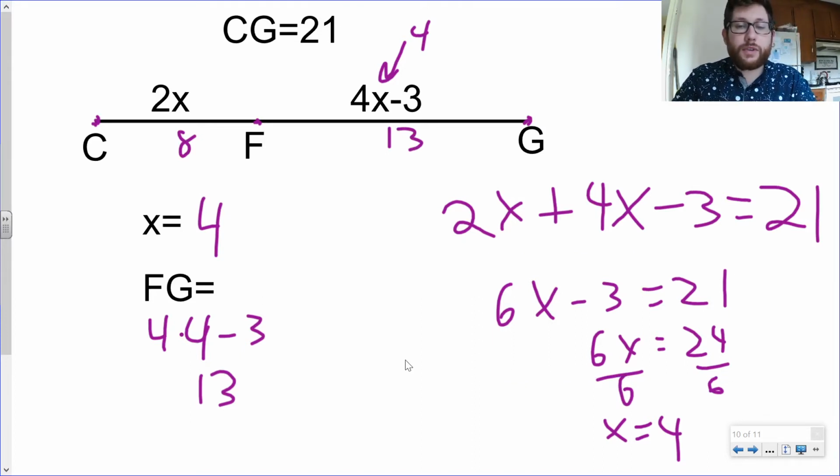So it's pretty simple. It shouldn't be hard work. So this is your assignment, is to work on the problems for the segment addition postulate.